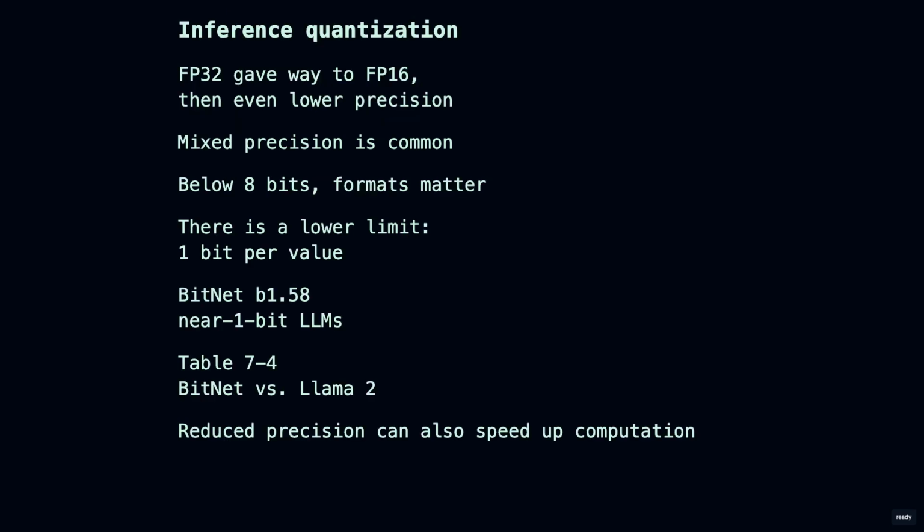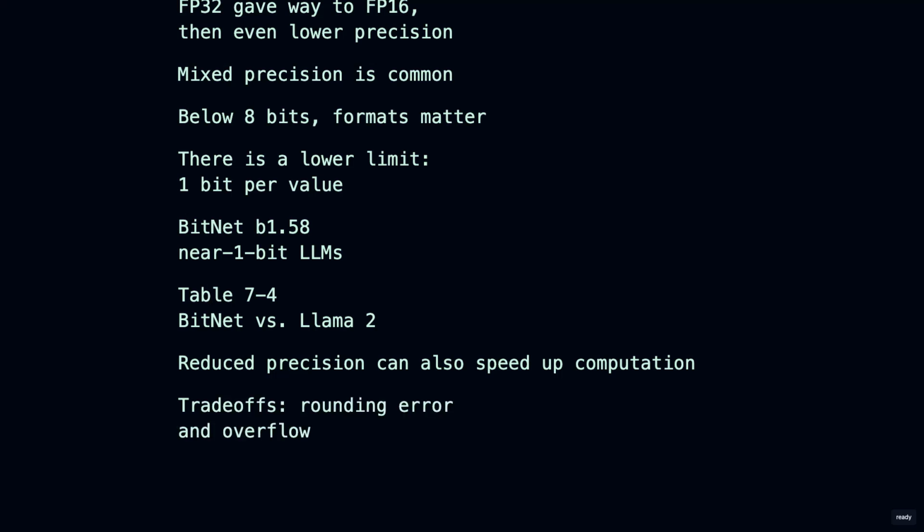Lower precision helps in two ways. It reduces memory, and it can make computation faster. That said, the real speedup depends on hardware and on whether conversion overhead cancels part of the gain. The downside is accuracy risk. Every conversion can introduce small errors, and if values exceed the representable range, the result can become infinity or some other bad approximation. That is why precision reduction is still an active research problem.